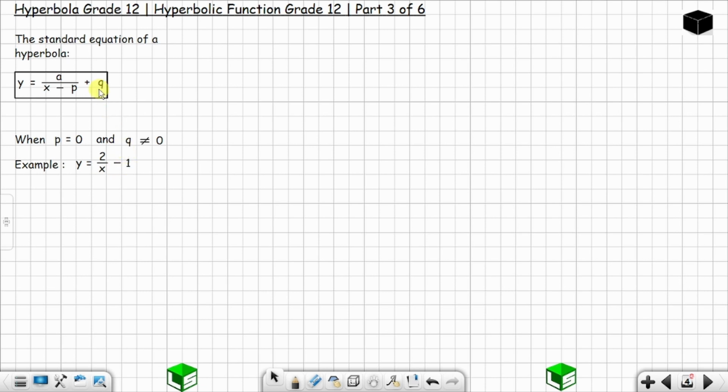Now you can see the value of Q is minus 1, and P, you don't have P there, so P is equal to 0. Okay, so if you have to draw the graph of this equation, it's going to look like this. Okay, so this is the graph of y is equal to 2 over x minus 1. So let's analyze this graph and understand what the P, Q, and A do to the equation of a hyperbola.